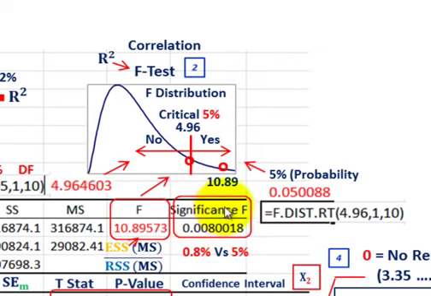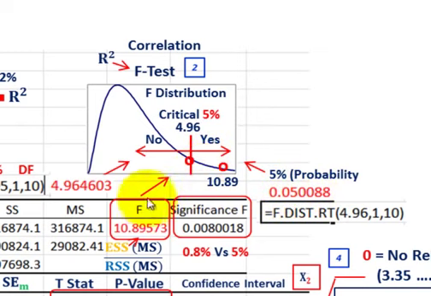But to understand that significance, you go into your Excel functions again, equals F.DIST.RT, and then you put in that critical value we have here at 4.96, and then those degrees of freedom, 1 and 10 here, 1 for our ESS, 10 for our residuals, and you're going to come up with 0.5088 or 5% here. That's it.